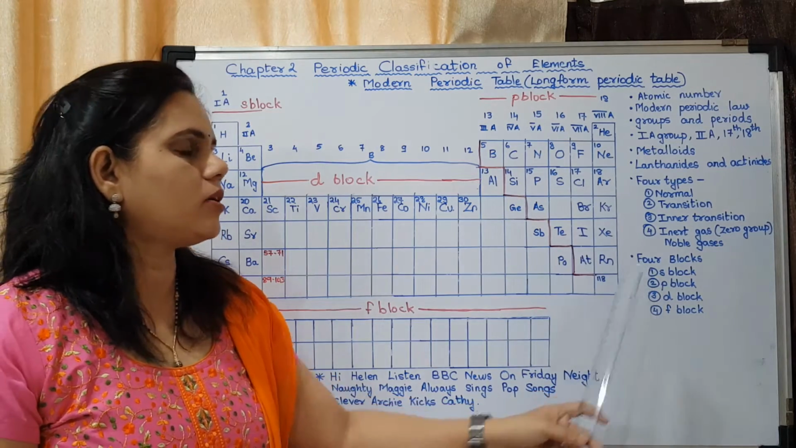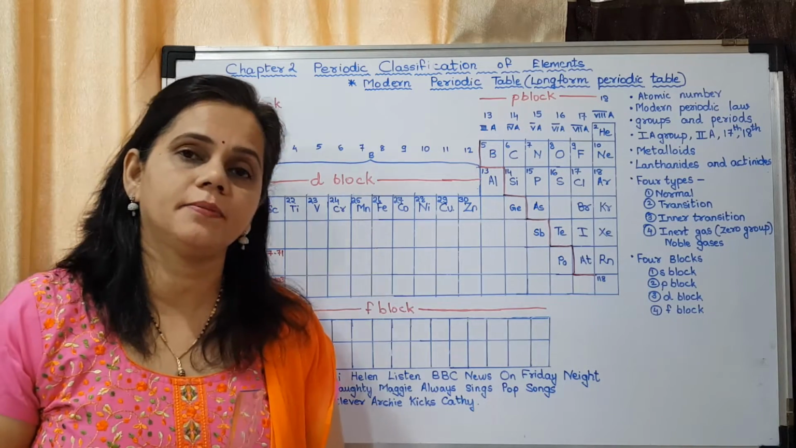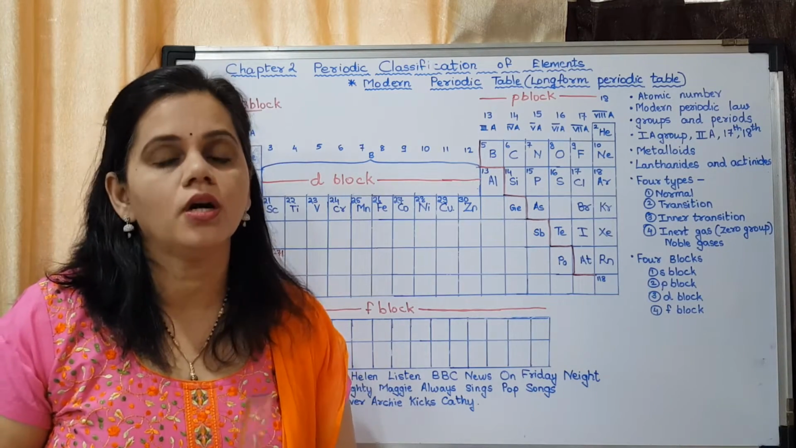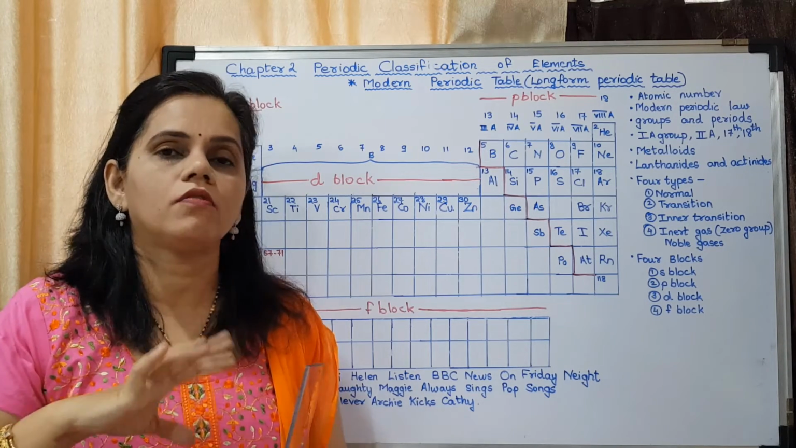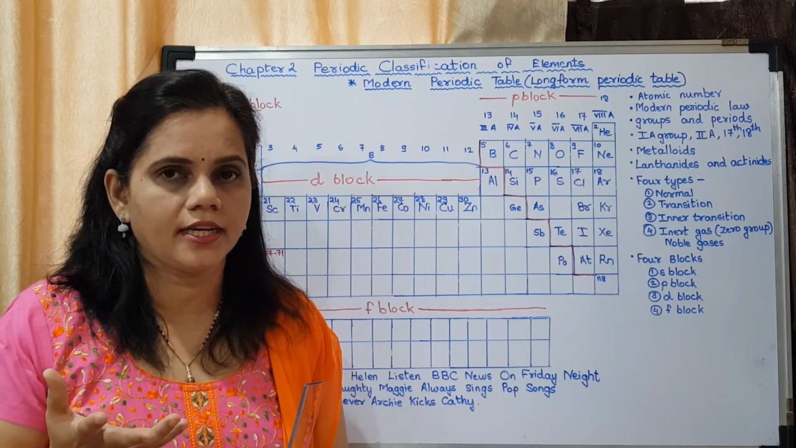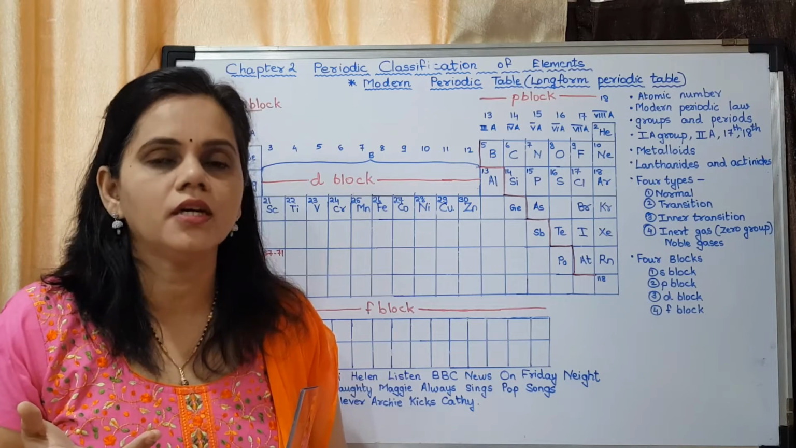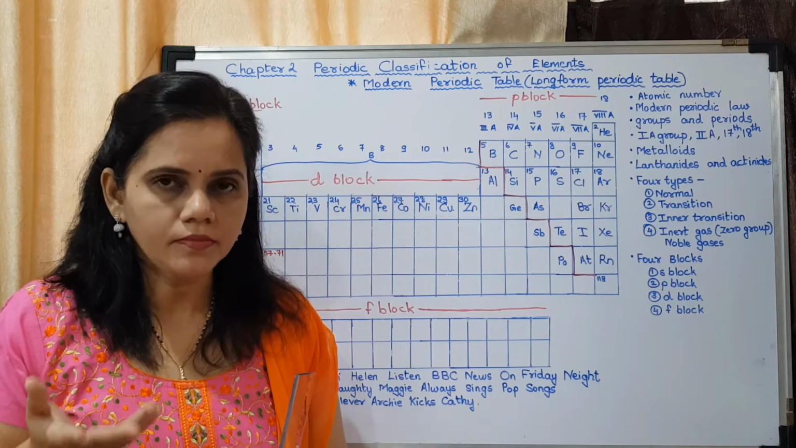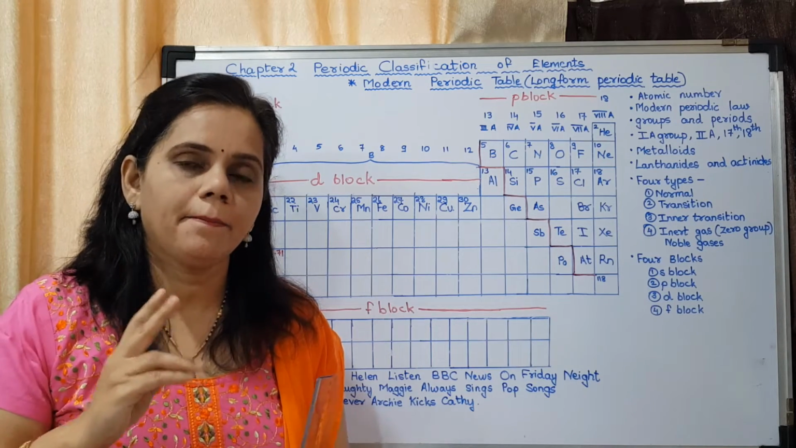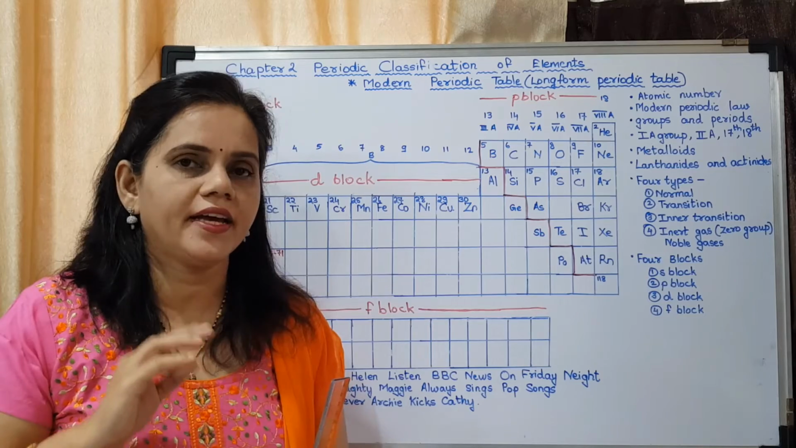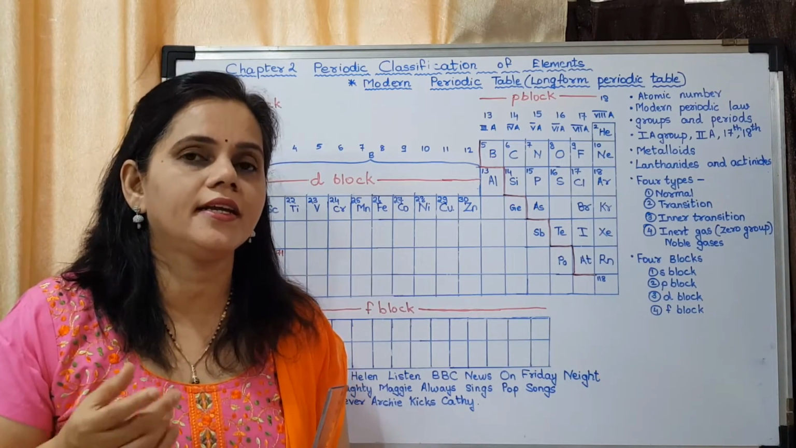Now the next is about the four blocks. This is a very important question. It could be asked as a 2 mark, 3 mark or 5 mark question. Explain the four blocks in the modern periodic table, or what are the four blocks in the modern periodic table, or give examples of elements belonging to the four blocks of the modern periodic table. Now, what are the four blocks? There are four blocks: S, P, D and F. It is not S, P, D, P. It is S, P, D, F.